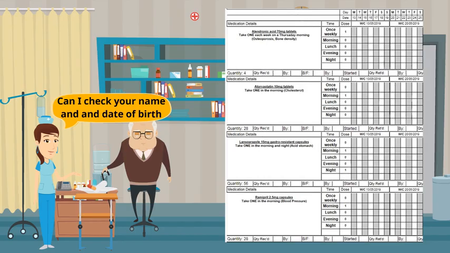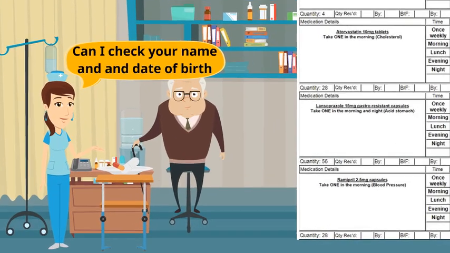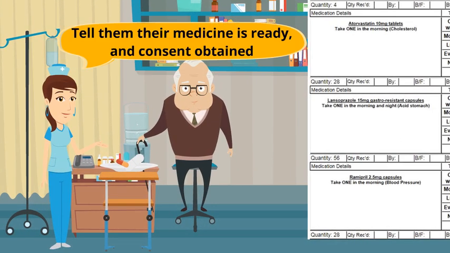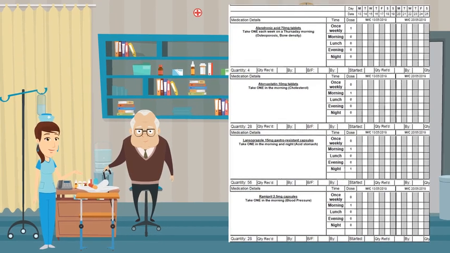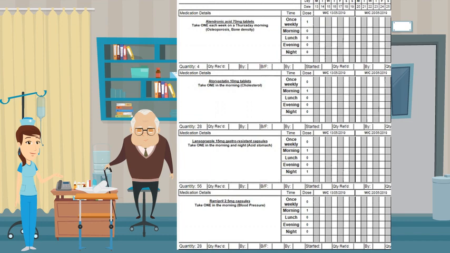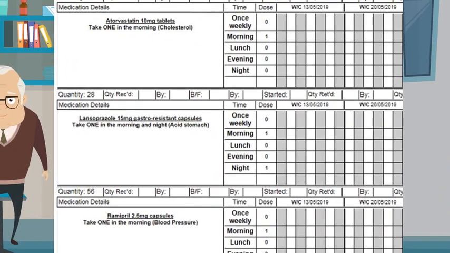Check with the patient their name and date of birth. Tell them their medication is ready and consent obtained. Once you have observed the patient taking the medication, sign the MAR chart.